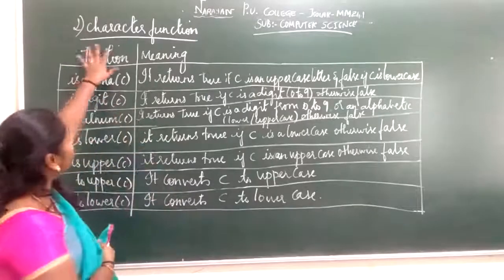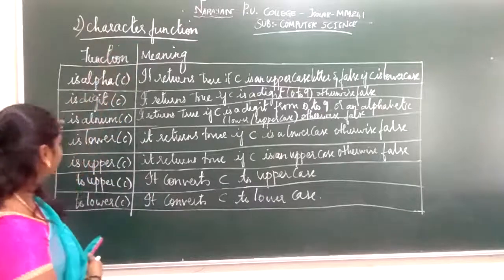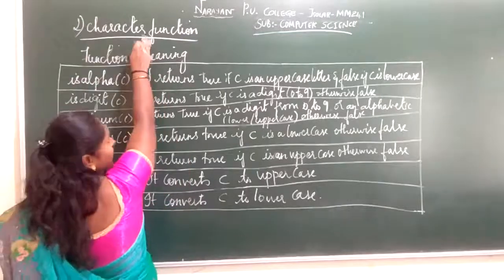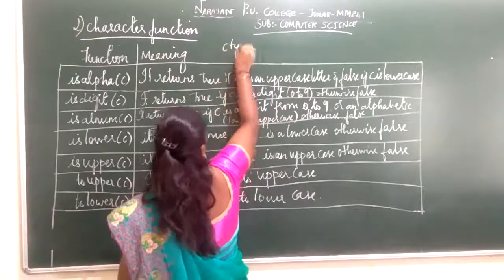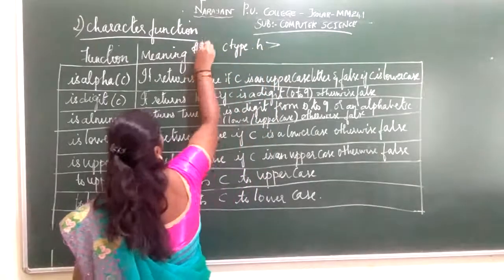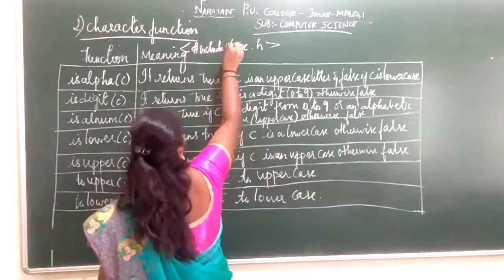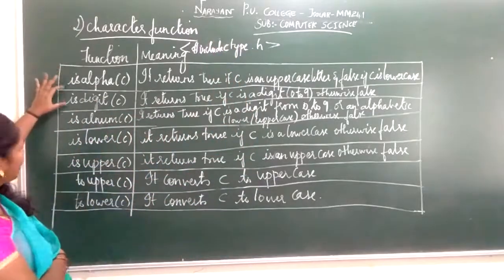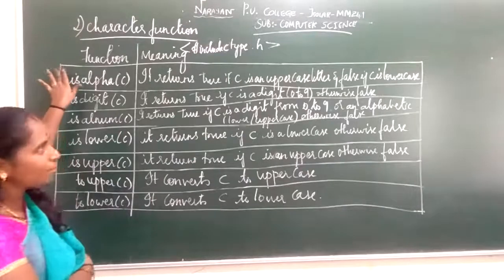Students, the next type of library function is the character function. In this you are going to see the different types of character functions involved in your library. If you are using a character function in a program, you have to include a header file, that is ctype.h, that is character type.h. You have to include ctype.h if you are using character functions. There are nearly seven types of character functions. One by one I will explain.